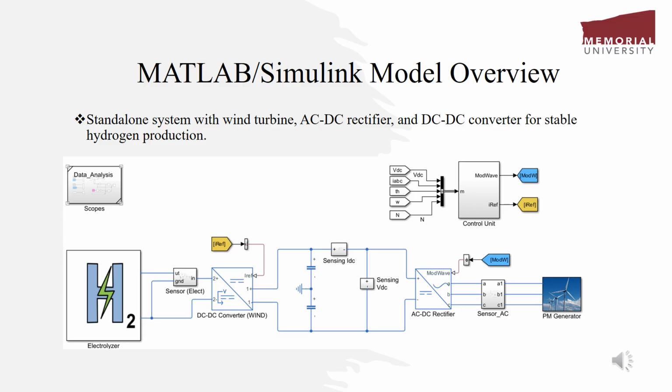The control unit plays a key role by adjusting the converter's operation based on real-time current, voltage, and speed inputs. All of this ensures that the electrolyzer receives clean, stable power, enabling continuous hydrogen generation even when wind conditions fluctuate.